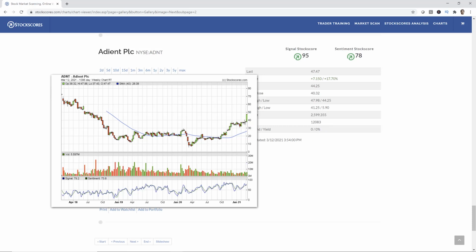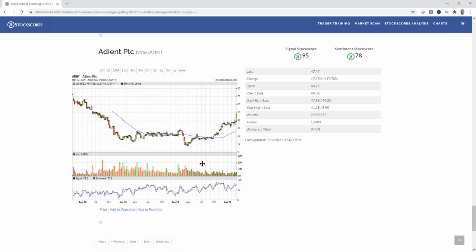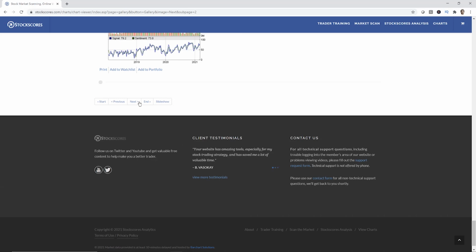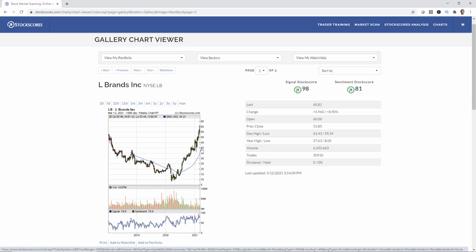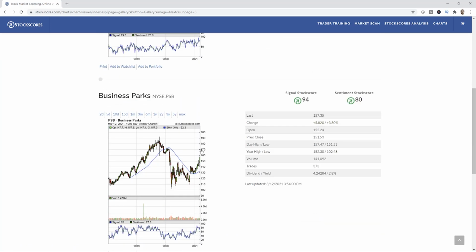So we've got a couple of 60% chance of working. I'm still looking for something better. We've got a couple more charts to go through. This one, limited brands, already up a lot, too late. And this one, too much resistance on this chart, so not really what we like to see.